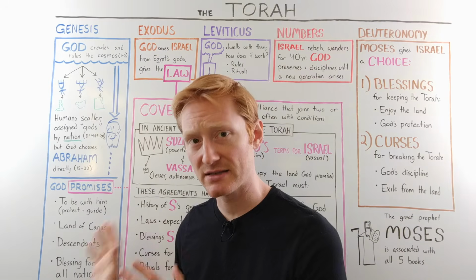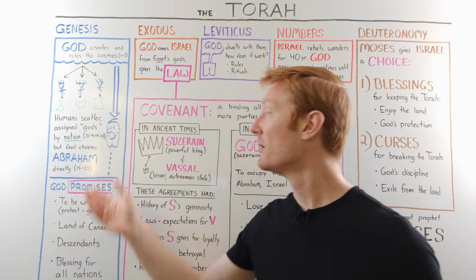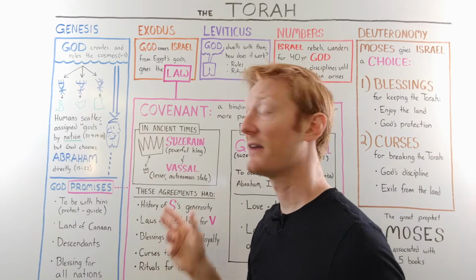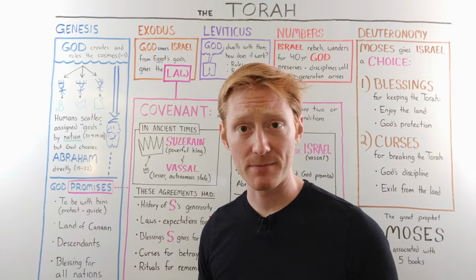And all of that is set up in the book of Genesis, and it ends with some of Abraham's descendants finding their way to Egypt to escape a famine.